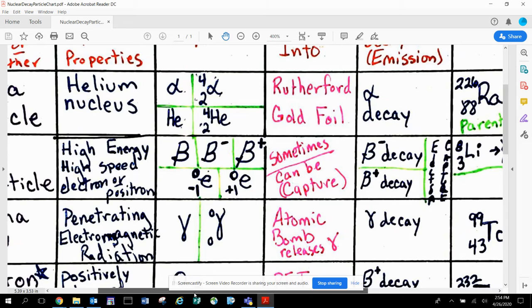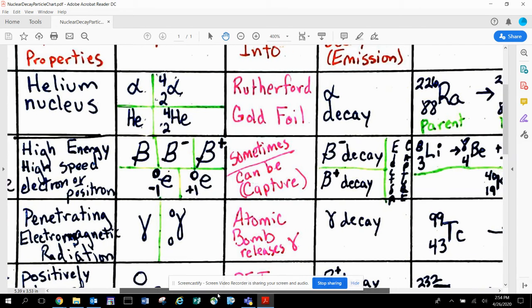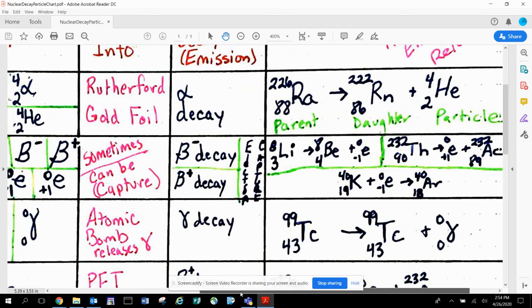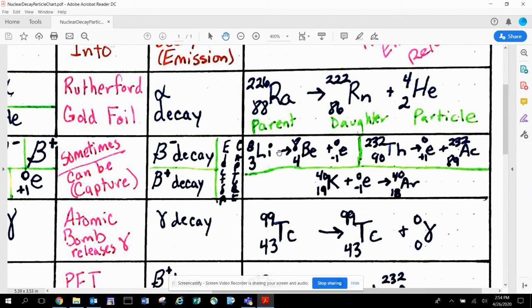Sometimes the particles can be captured, which we'll talk about in a second. Okay. So a beta decay would be something like this right here. So beta decay, so lithium has 3 as the atomic number, 8 is the mass number. So lithium-8 decays into beryllium-8 and gives off a beta negative particle. So this would be a beta negative decay.